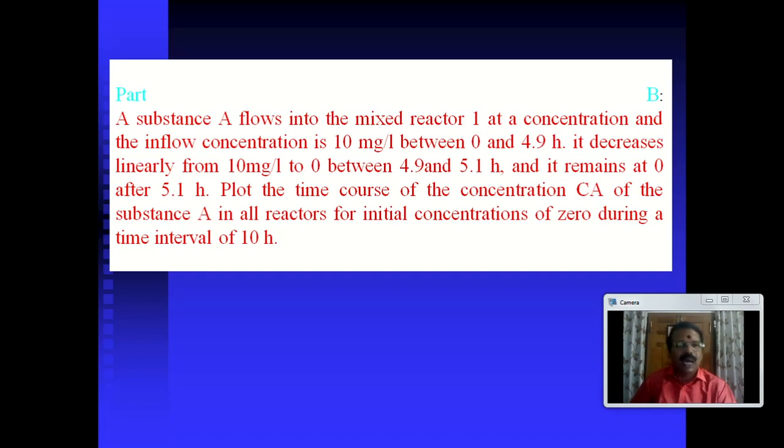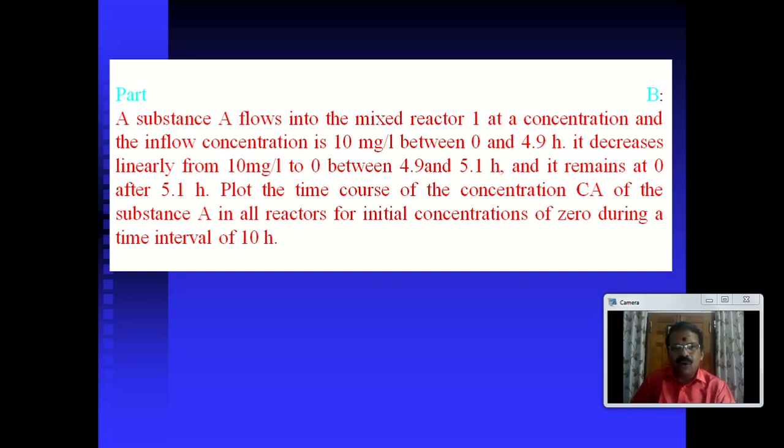But in a large scale operation, a lot of other preparations are required. We can approach this problem through simple steps. In the initial part, we can perceive the process like that. A substrate A flows into the mixed reactor 1 at a concentration, and the inflow concentration of the substrate is taken as 10 milligram per liter. We are fixing the concentration of substrate as 10 milligram per liter.